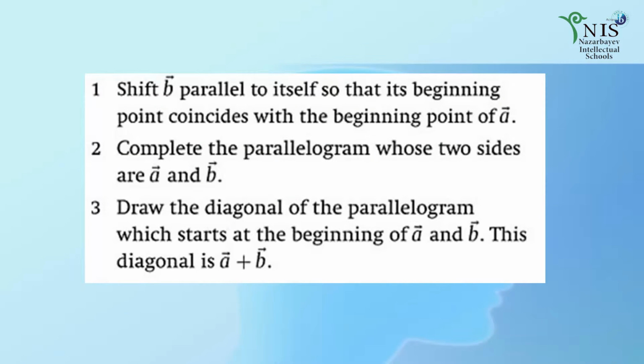There is another way to add two vectors: the parallelogram method. For example, shift B parallel to itself so that its beginning point coincides with the beginning point of A. Complete the parallelogram whose two sides are A and B. Draw the diagonal of the parallelogram which starts at the beginning of A and B. This diagonal is A plus B.